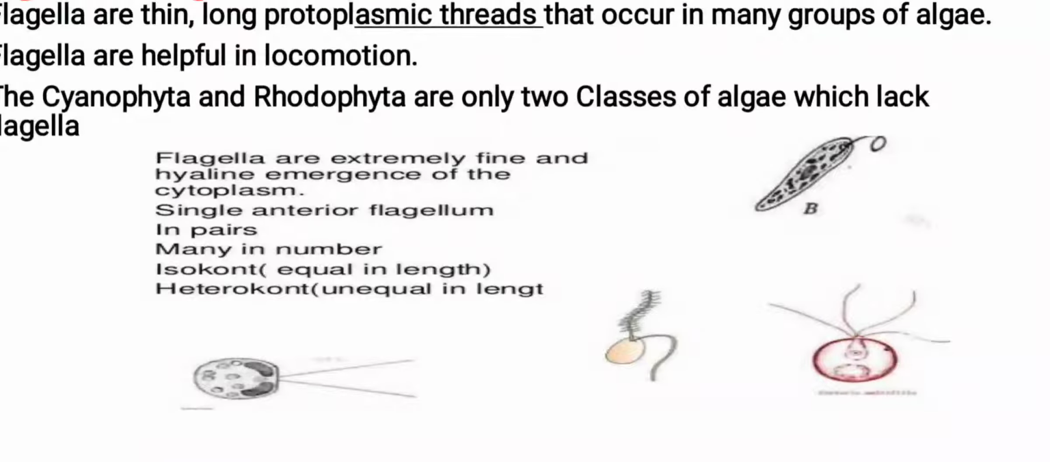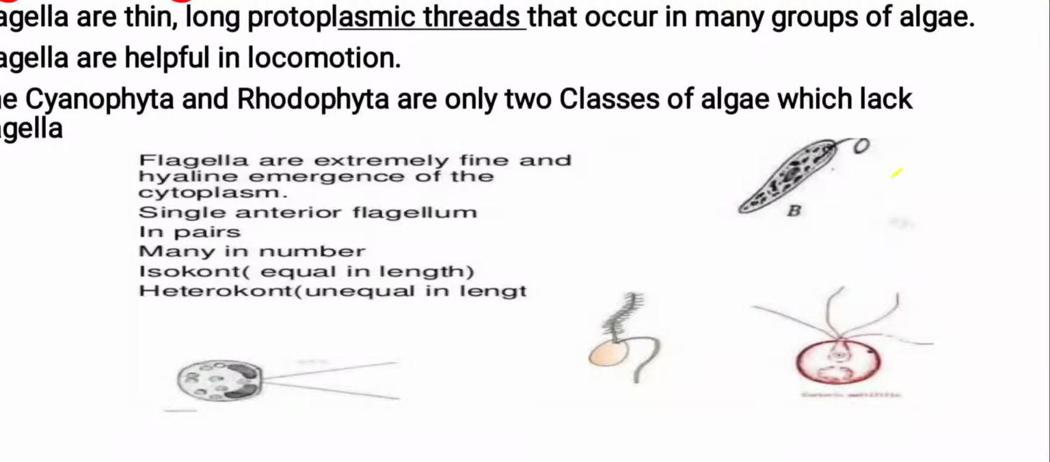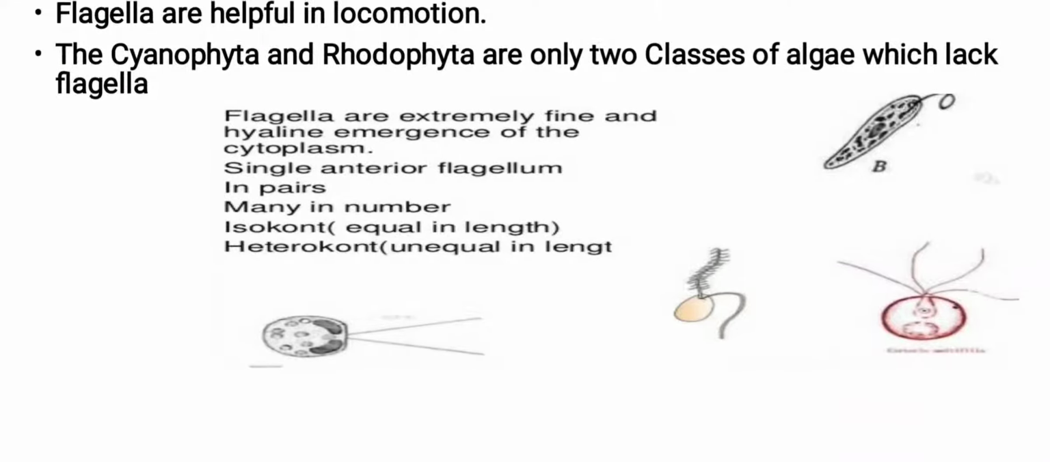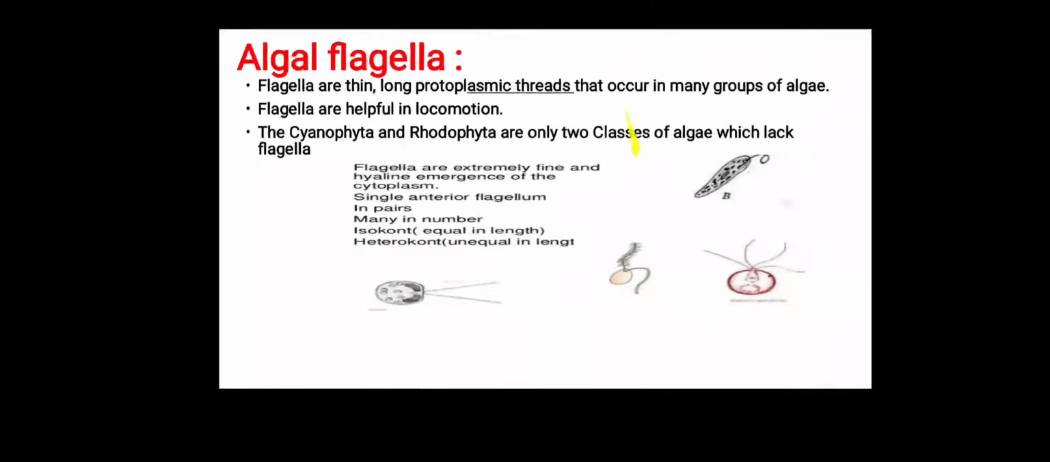Algal flagella are extremely fine and hyaline emergences of the cytoplasm. They may occur singly or in pairs. They may be many in number, or they can be isokont, that is equal in length, or heterokont, that is unequal in length. Students, you can see in these images that flagella may occur singly, as in the first image. They may occur in pairs. They may be of two unequal types, or they may occur in groups.